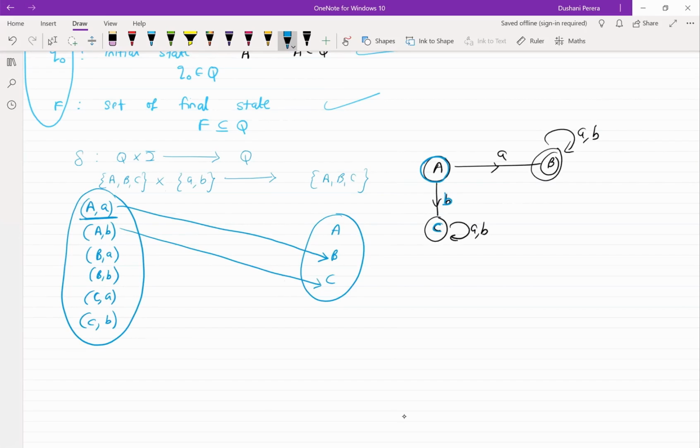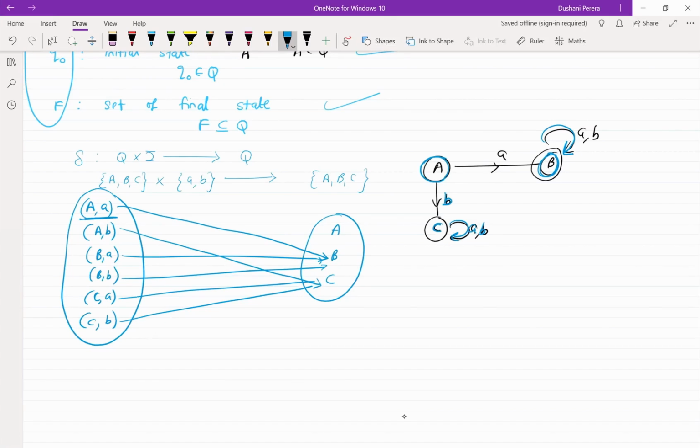Then when I'm at B, capital B, and I get input symbol A, I come back to the same place. When given B also, I come to the same place. Finally at C, whether I give input symbol A or B, I come back to C itself. So that also goes to C. Okay, this is delta. This is how the function works. Q cross sigma to Q.